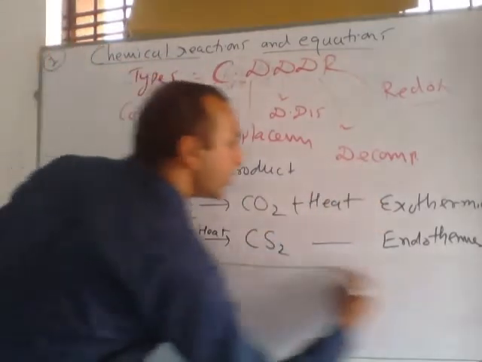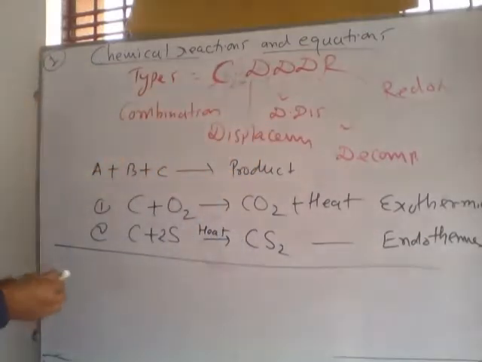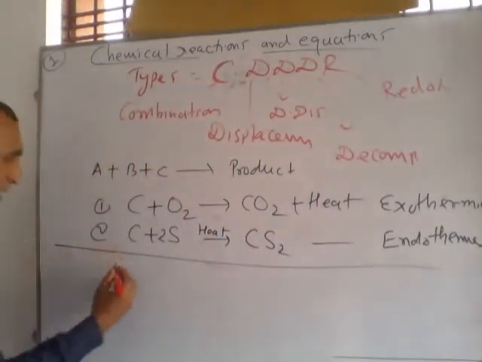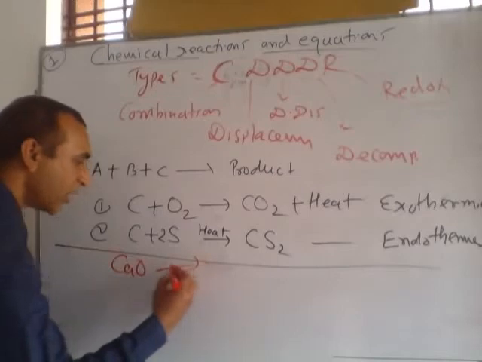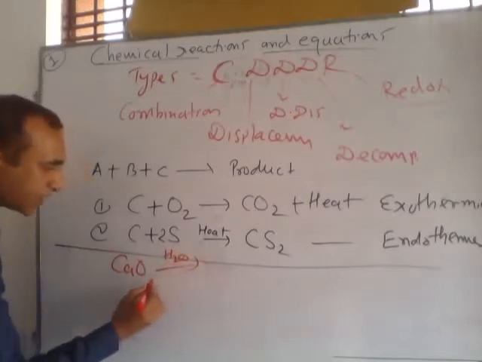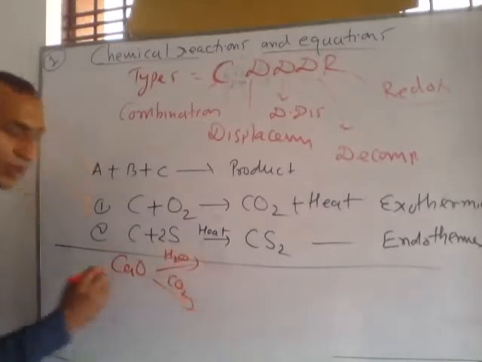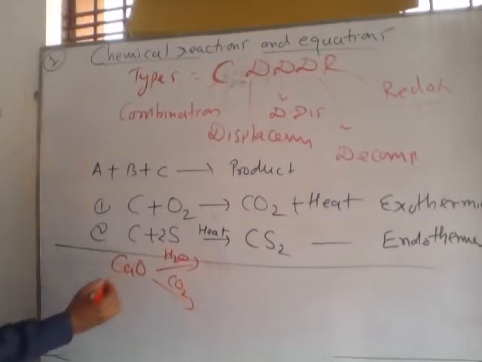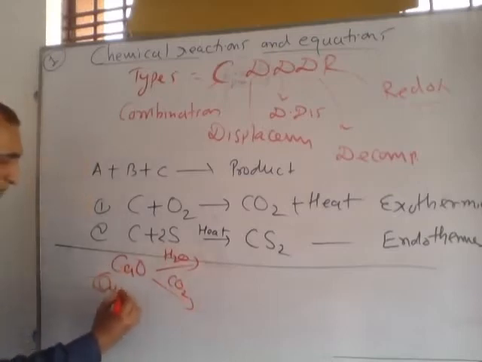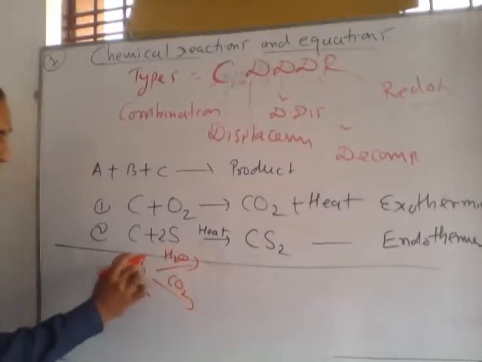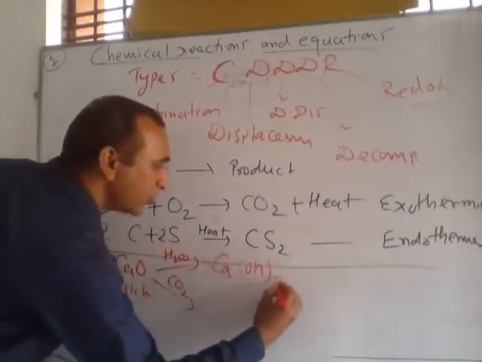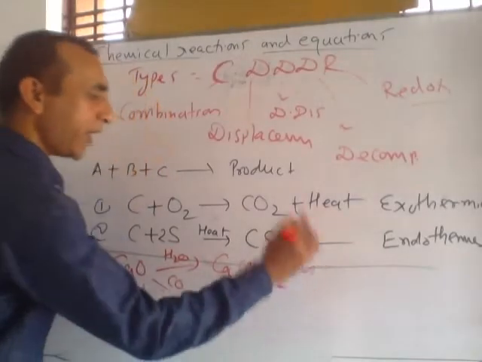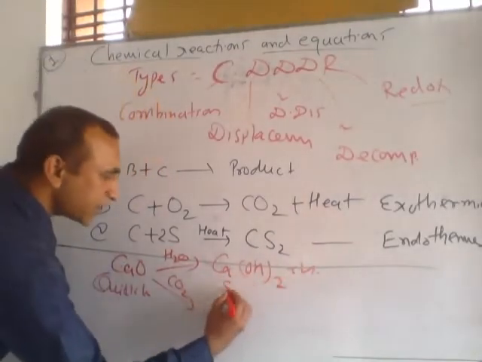Another good example is CaO, this is calcium oxide. If calcium oxide reacts with water, otherwise calcium oxide reacts with CO2. Calcium oxide is also called quicklime. Quicklime, when we dissolve in water, gives Ca(OH)2 along with heat. This is exothermic, and this compound is called slaked lime.